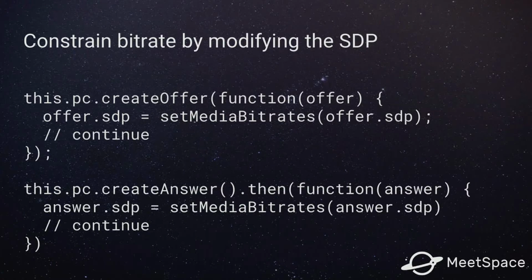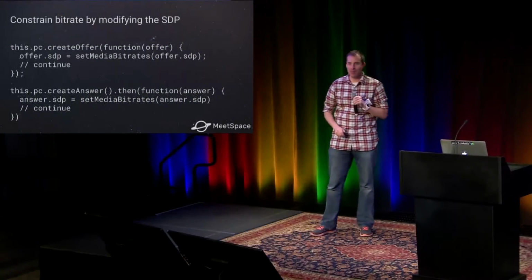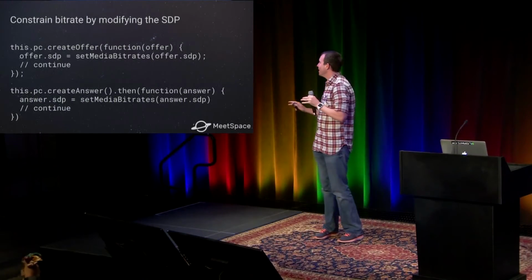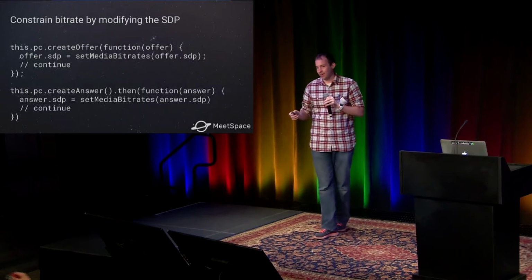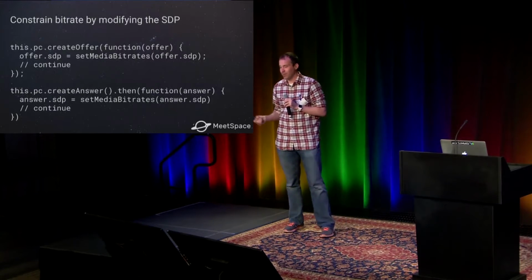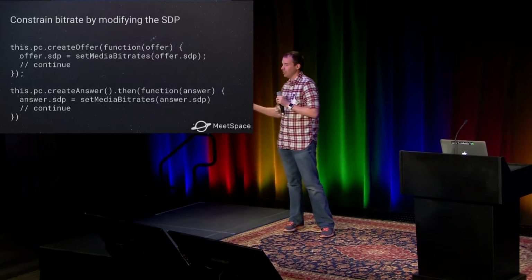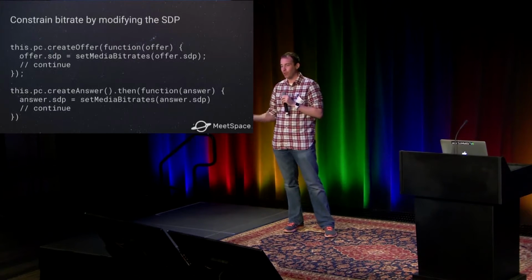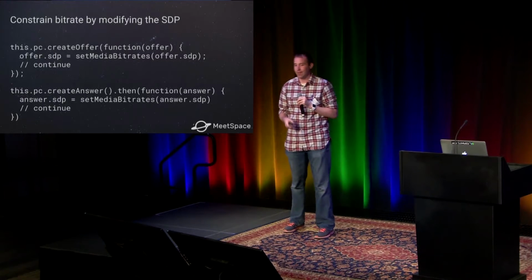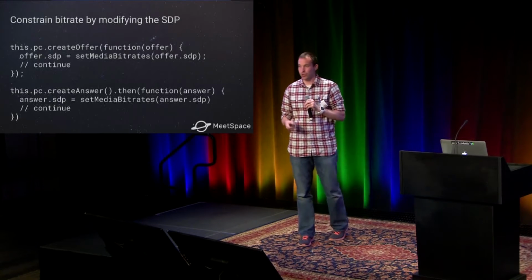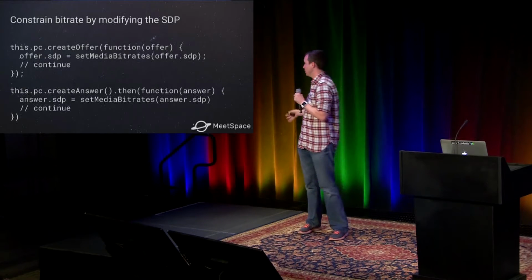All right, a little bit harder, constraining the bitrate. To do this, you have to modify the SDP, which is something you might hear people talk about in a sort of mystical way. It's the document, or the piece of information, that's exchanged between peers to determine how they're going to communicate. There is a spec that you can read through. There's a language. You can parse it.